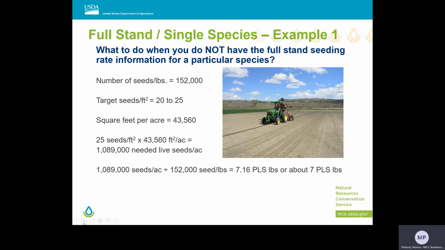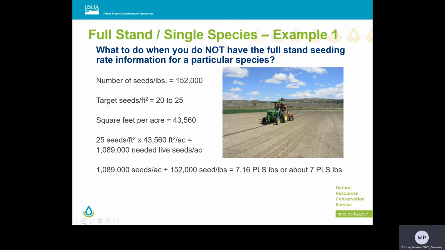Okay, I want to just look at example 1 in one other way, just to give you different examples of seeding calculations that you might need to make. So in this example, let's say that we do not have a full stand PLS seeding rate for thickspike wheatgrass, so we don't have any tech notes available. How would we calculate the needed seed rate per acre?